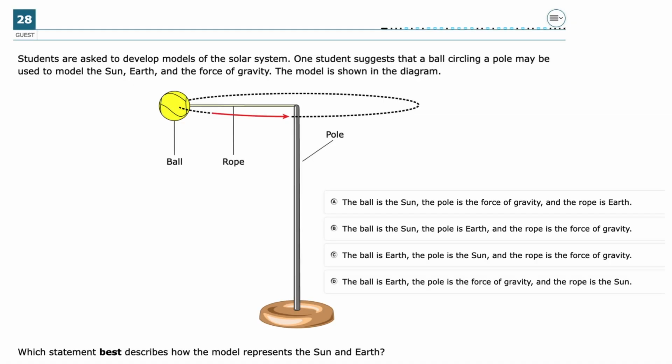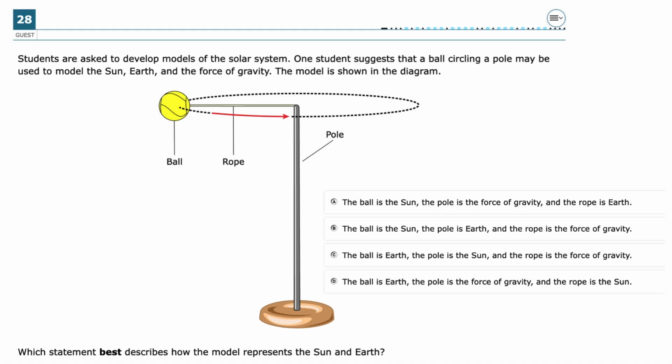This problem is about using a model to represent how the sun, Earth, and gravity interact in the solar system. In the model shown, a ball is tied to a rope and swung around a pole. The ball moves in a circular path around the pole. To understand the model, the ball is moving in a circle like the Earth orbits the sun. The pole stays in the center like the sun. The rope keeps the ball from flying away, just like gravity keeps the Earth in orbit around the sun.